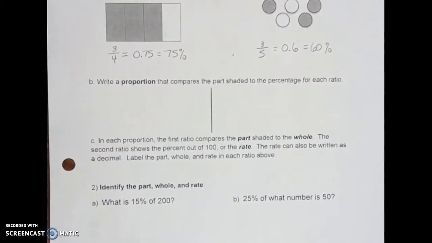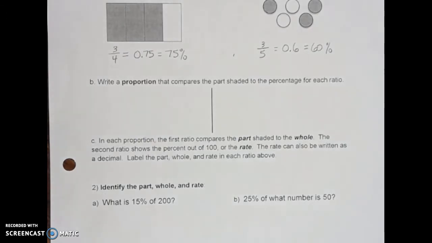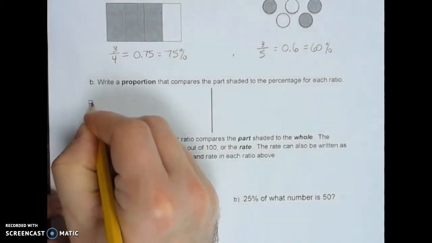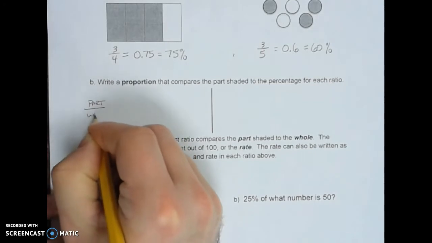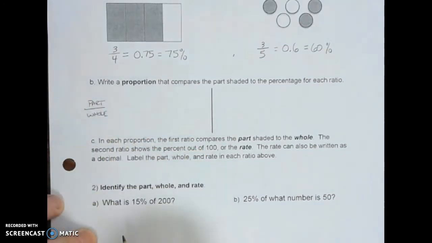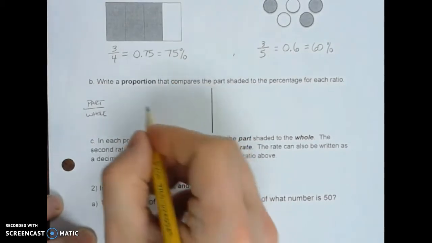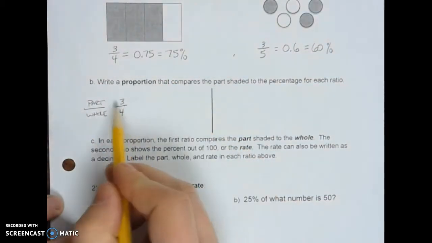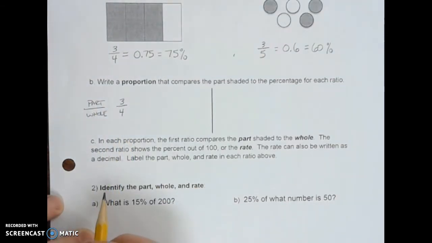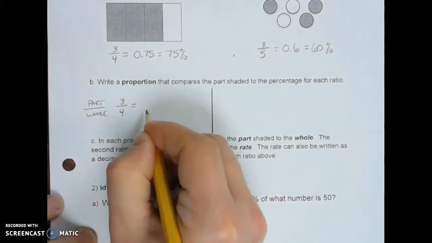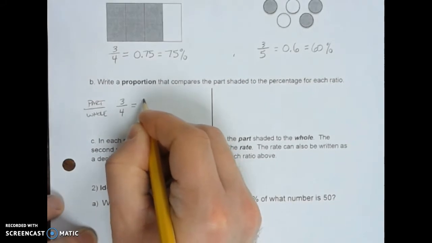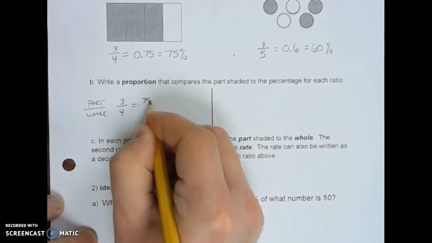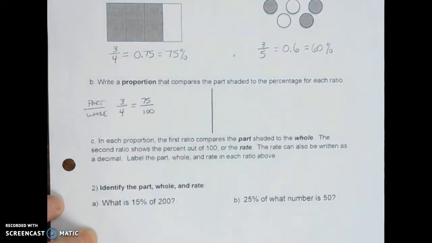In 1b, it says, write a proportion that compares the part shaded to the percentage for each ratio. So what we're going to do is compare the part that was shaded to the whole figure. The part to the whole. And in our first picture, we knew that 3 of the 4 parts were shaded in. 3 was part of the figure, 4 made up the whole shape. And that was equal to, as a percentage, 75%, which means 75 out of 100.